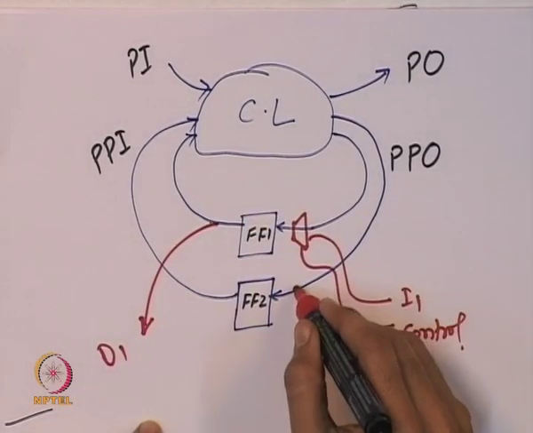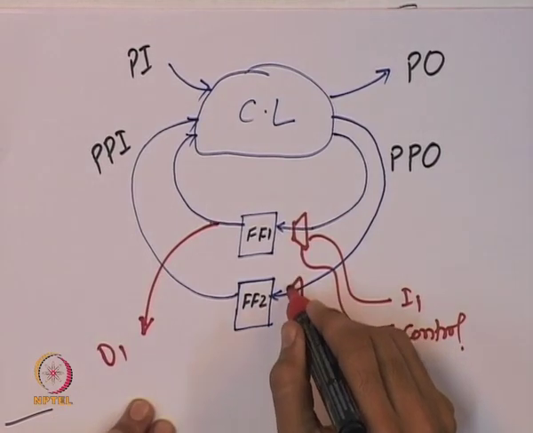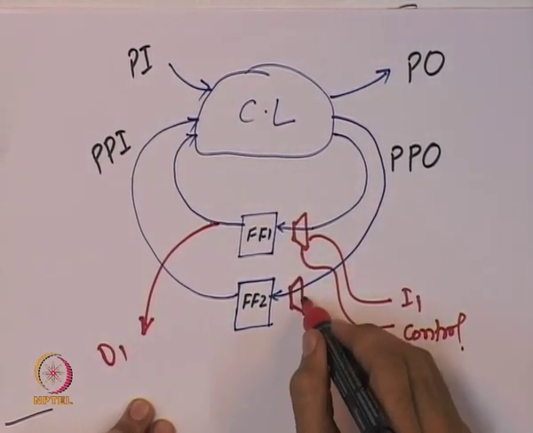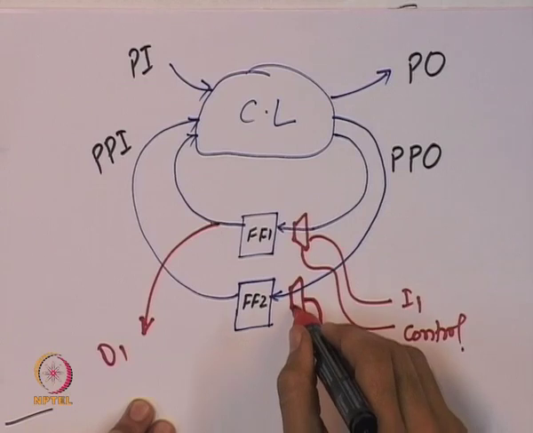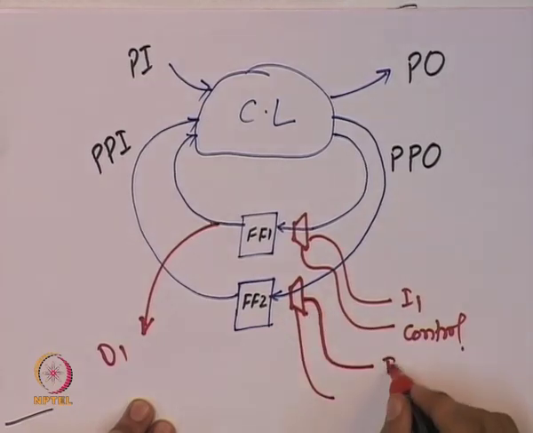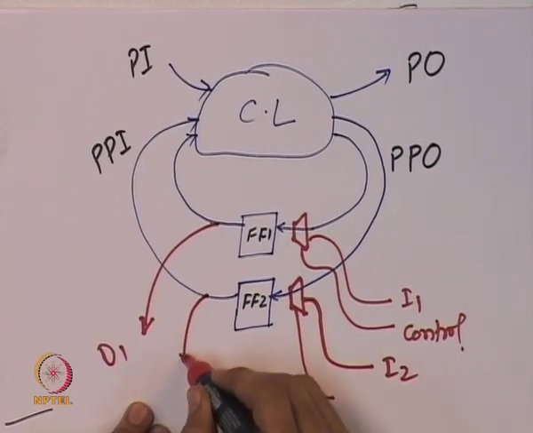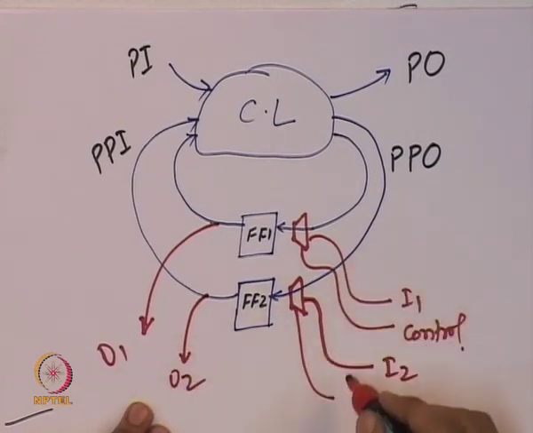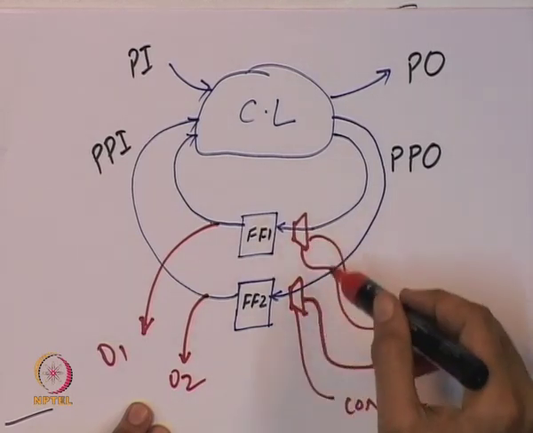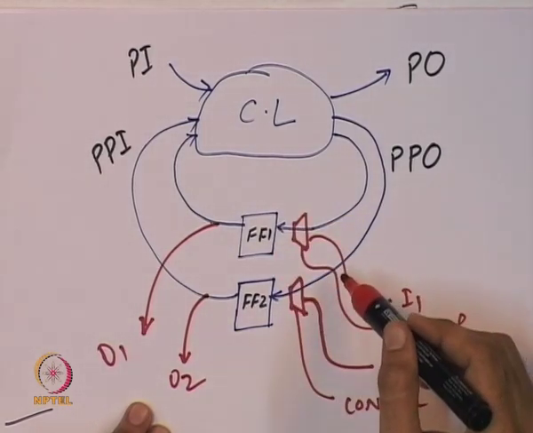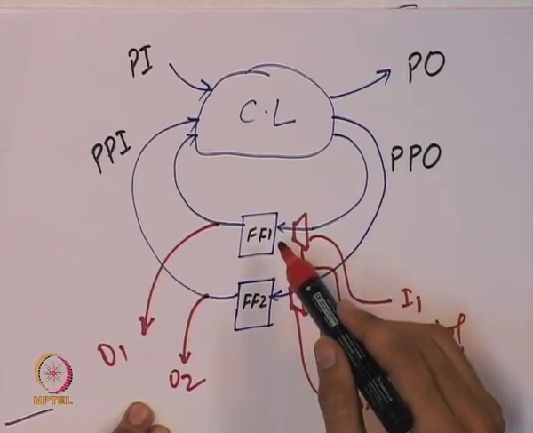So now I need to have an additional primary output. This is for one flip flop. For another flip flop, I need another multiplexer, and then one more test control. So this is I2, and again I have to observe this O2. So now what I need is three additional primary inputs and outputs per flip flop.